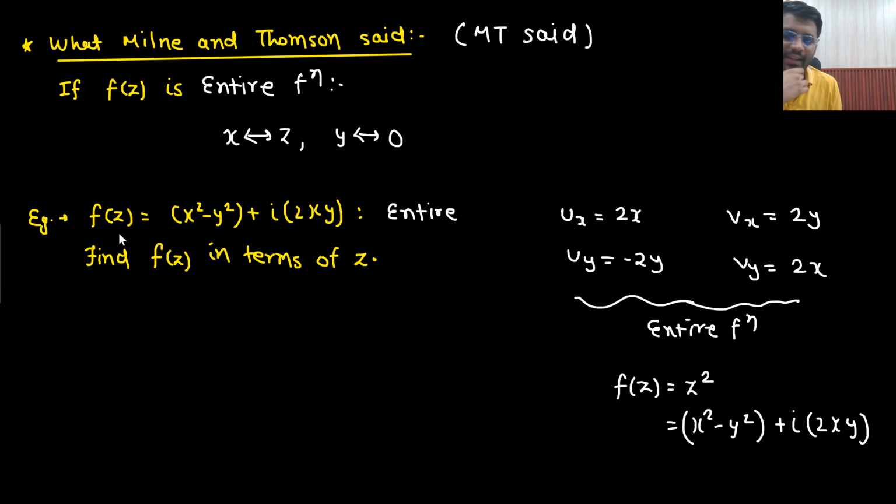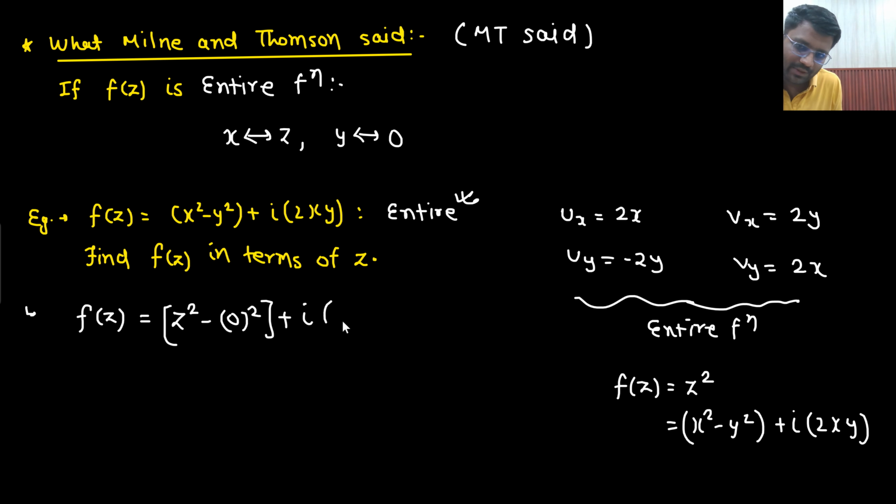What MT said, that if your f of z is entire, very very important, if it is an entire function, then you need to write this in terms of z. So in place of x you can put z, and in place of y you can put 0. X is z, y is 0. What answer are you getting? z square minus 0 square will be z square only, plus iota 2z into 0 will be 0 only. What answer are you getting? f of z equals z square. There you go.